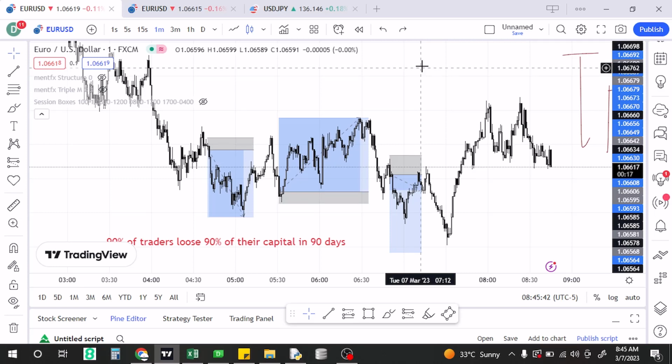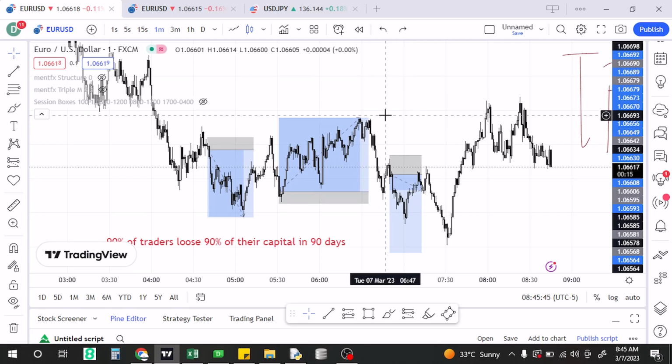What sessions do you trade? When is the start of your session? So you don't take trades outside the session. If you are going to trade all sessions, indicate that, oh, I'm trading all sessions.